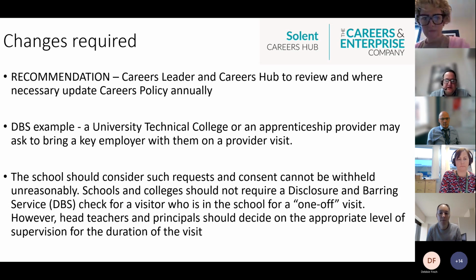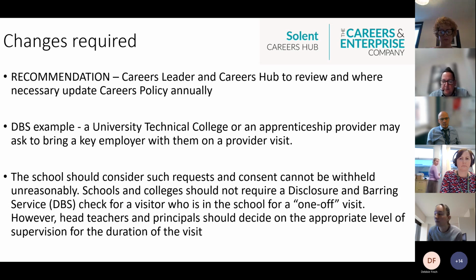So the DBS example: a UTC or an apprenticeship provider may ask to bring a key employer with them on a provider visit. The school should consider such requests and consent cannot be withheld unreasonably. Schools and colleges should not require a Disclosure and Barring Service check for a visitor who is at the school for a one-off. However, head teachers and principals should decide on the appropriate level of supervision for the duration of that visit. We know for the majority of schools that takes place anyway, but what it's basically saying is that it shouldn't be a barrier to a visit.